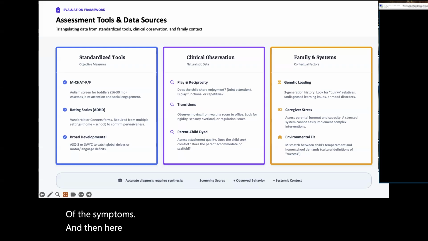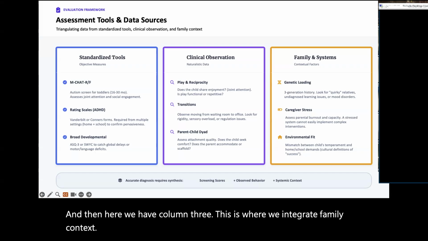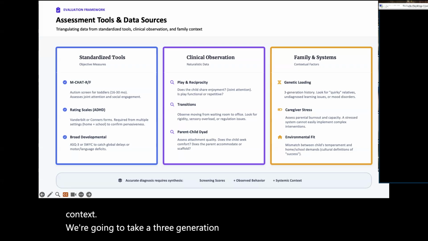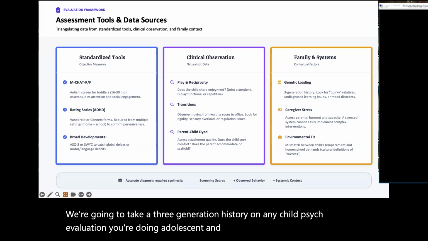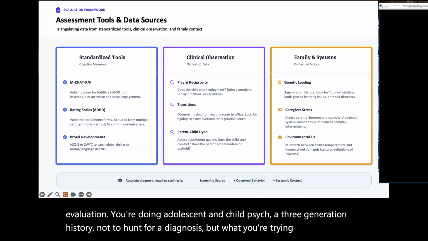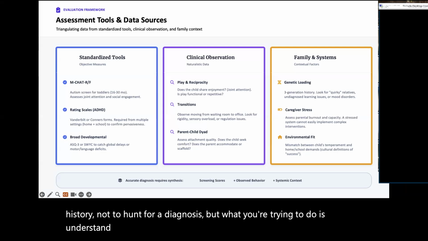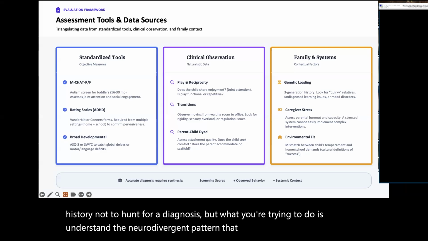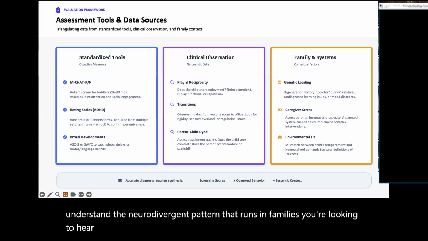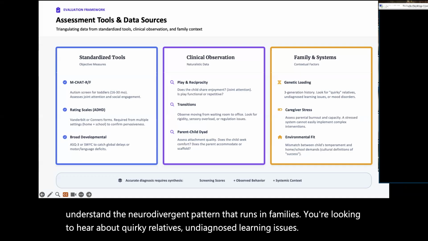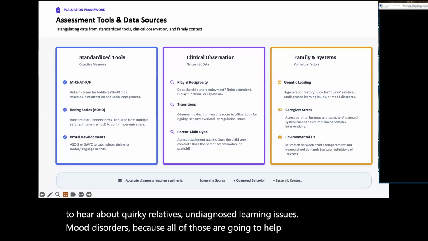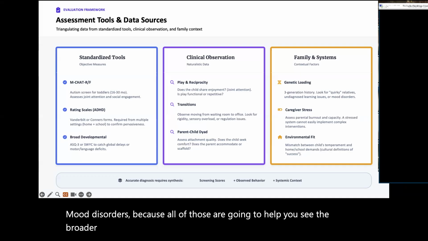And then here we have column 3. This is where we integrate family context. We're going to take a 3-generation history on any child psych evaluation you're doing, adolescent and child psych. Not to hunt for a diagnosis, but to understand the neurodivergent pattern that runs in families. You're looking to hear about quirky relatives, undiagnosed learning issues, mood disorders, because all of those are going to help you see the broader neurodevelopmental landscape.